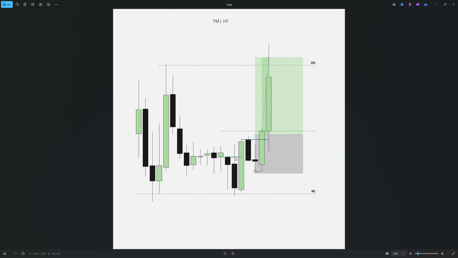But we have the 1 hour change in state of delivery. And then, obviously I told you I take an order block continuation. There's different kinds of order block continuations, right? There's a propulsion block, and a propulsion block is basically just an order block that's created off of the original change in state of delivery, and this is what this is.